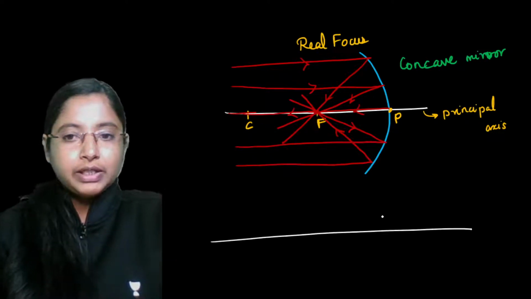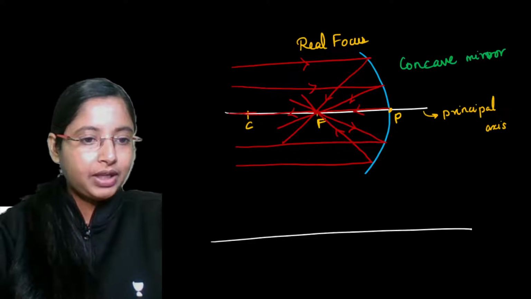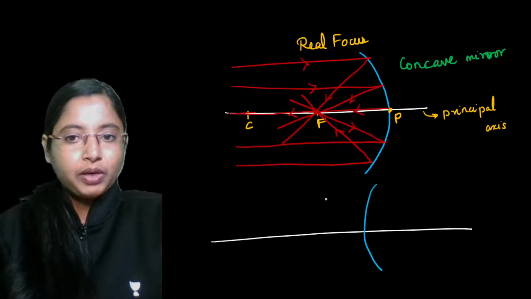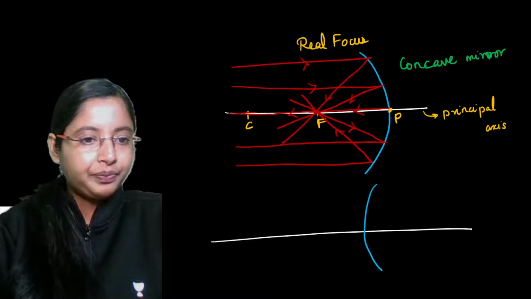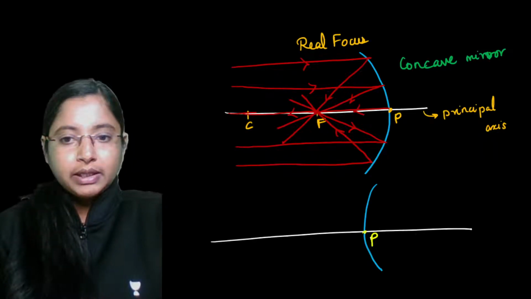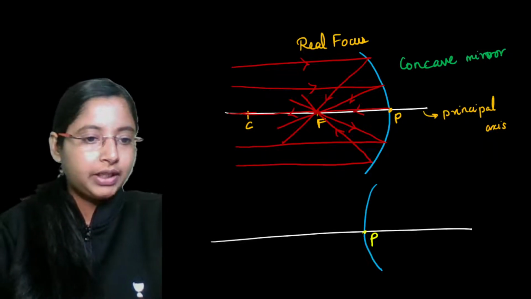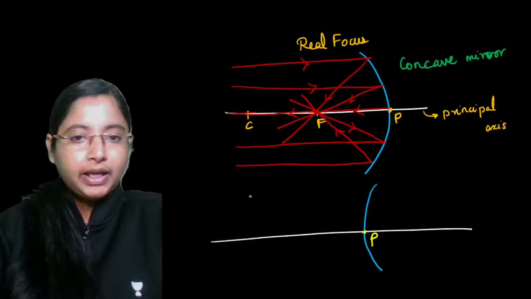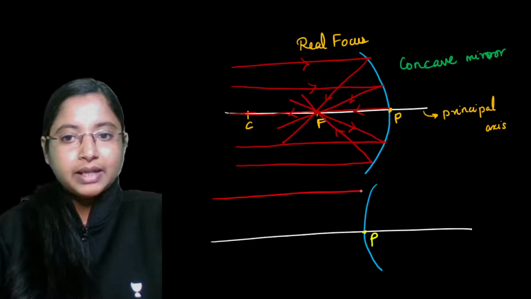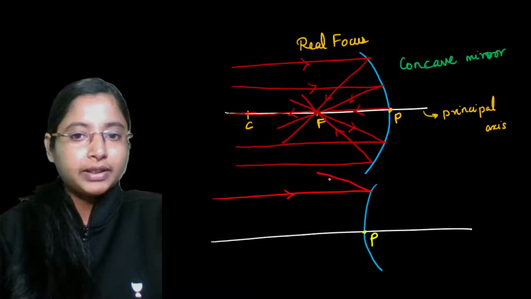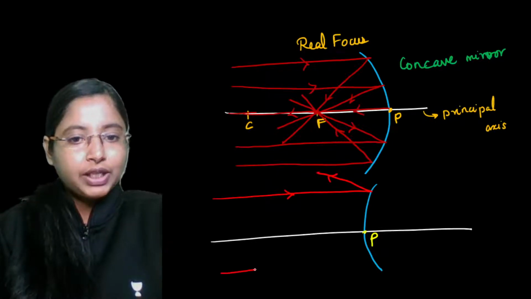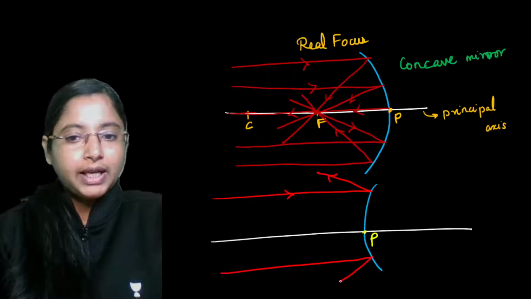Very simple. Let's take a surface. Let's say we have a convex mirror. Now the bulge side becomes the reflecting surface. Again we have the pole of the mirror. Because this side is reflecting, what will happen? Any ray that comes parallel to the principal axis gets reflected. Even if you take another ray parallel over here, it gets reflected.